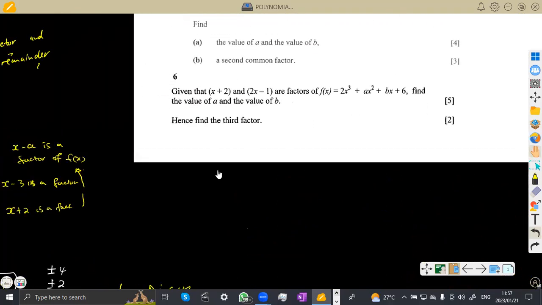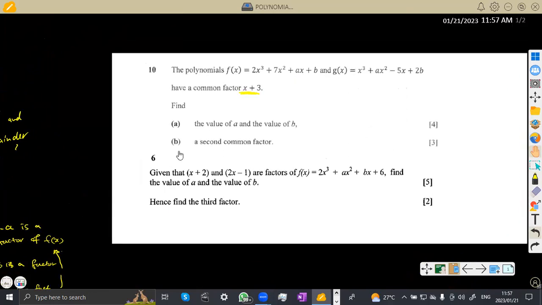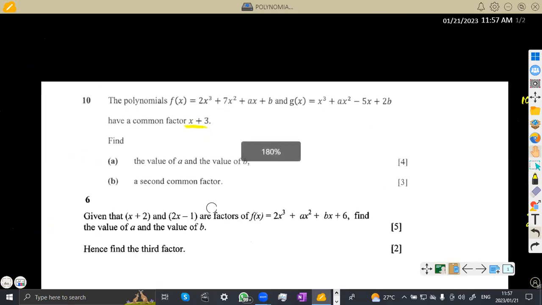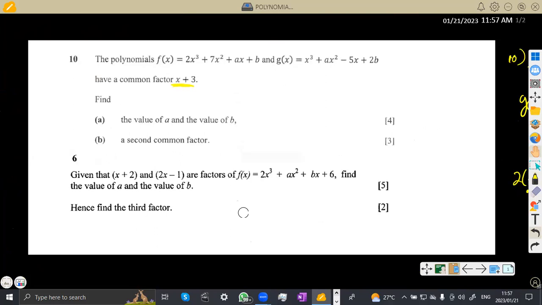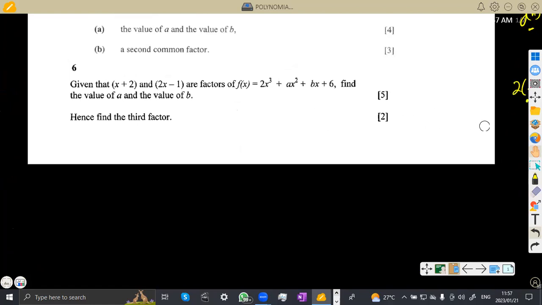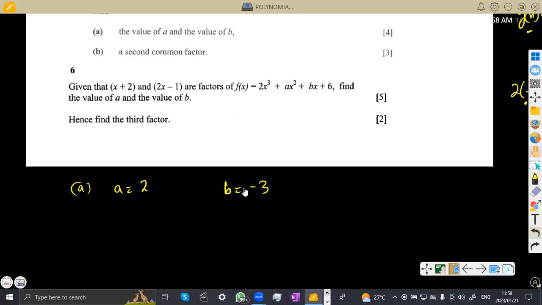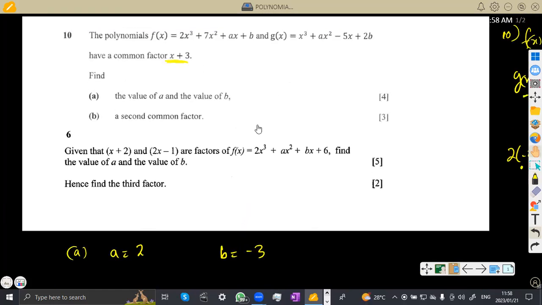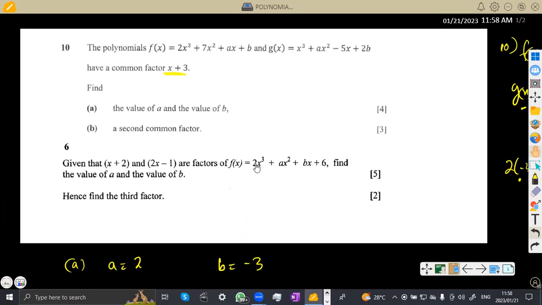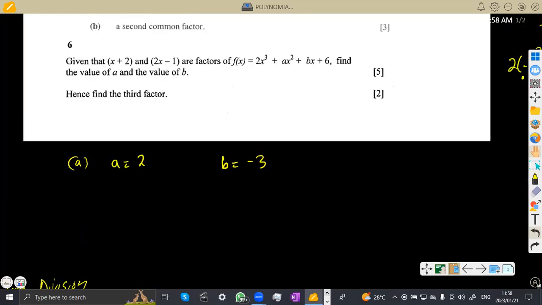But take note, the other part of the question is now to find the second common factor, and that's 3 marks. What you're going to do in this case, let me just have it down here. Remember the values, guys, do not forget. On part A, we got A equal to 2, and B equal to minus 3. To find the common factor, you can substitute the values of A and B into the given functions, f of x. Let's rewrite, guys, so that we can see these properly. So that's the B part.